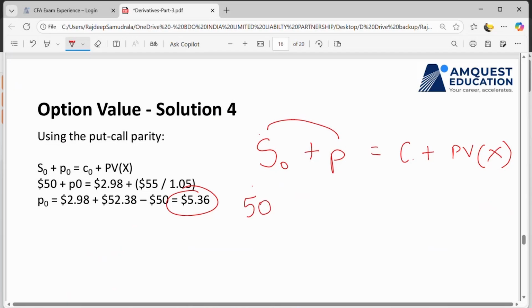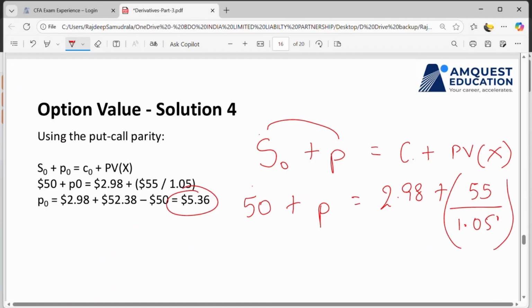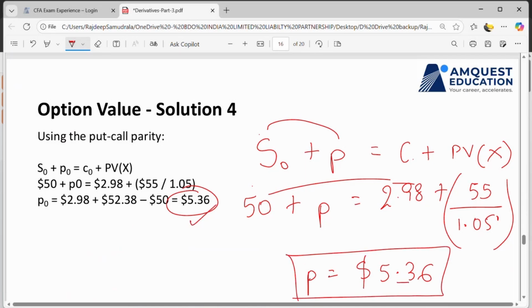50. I don't know P. I know 2.98. And I know that 55 is my exercise price, and its present value is divided by 1.05. Correct? If you rearrange the formula, 2.98 plus this goes on that side, minus 50 हो जाएगा. The answer comes to 5.36. Kiran, you got that? Yes, sir.